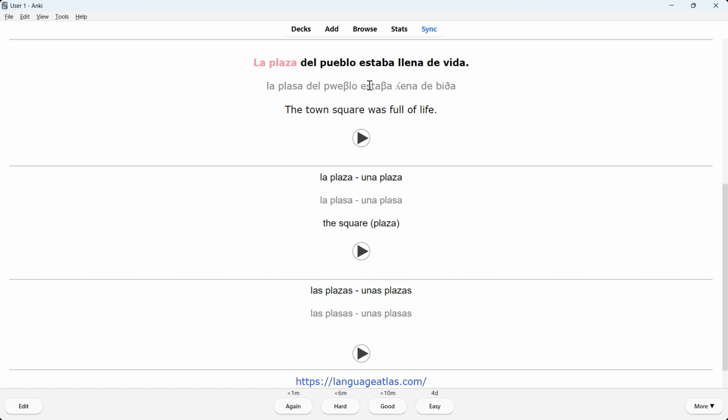Underneath the Spanish sentence, we have the IPA notation, and this is here so you can better pronounce the Spanish sentence. We have the English translation of the Spanish sentence, and we have the audio. La plaza del pueblo estaba llena de vida.